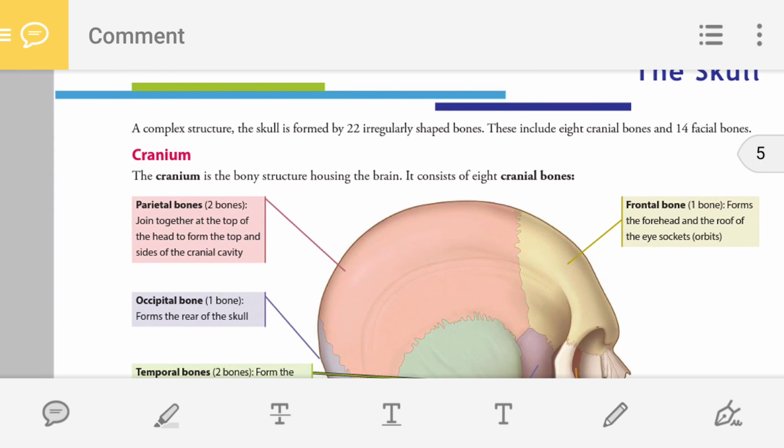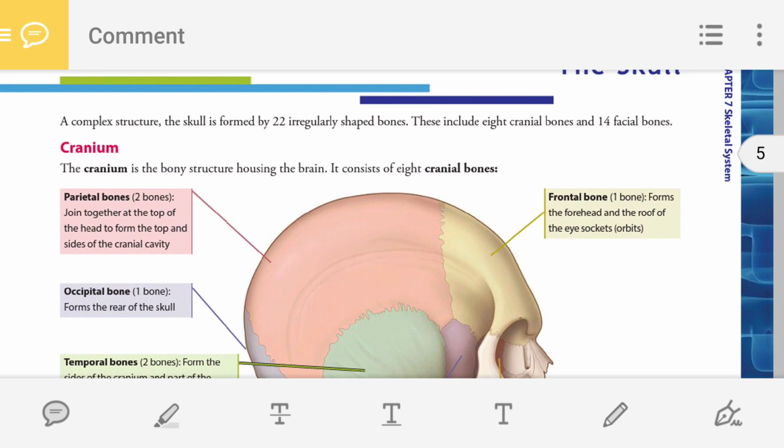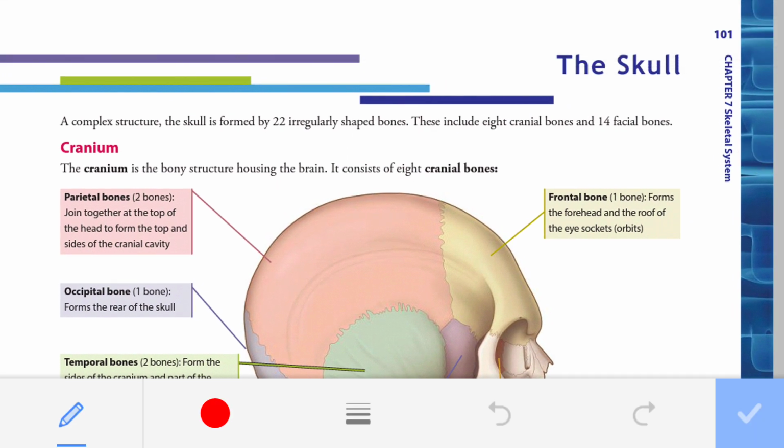Now, if you go through the physiology book, and even if you go through the internet, for example the Wikipedia site, you will find this number: in the human skull there are 22 bones. That means the ear ossicles, the malleus, incus and stapes, and the hyoid bone we are not including in the skull bones. Otherwise, the number will become 22 plus 6 plus 1, that is 29. But in reality, the number of bones in the skull is 22.